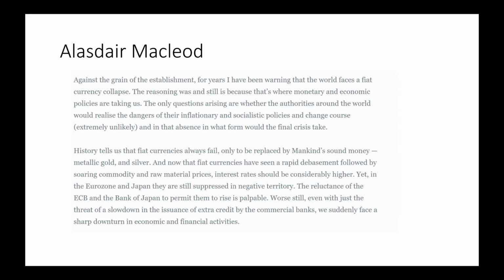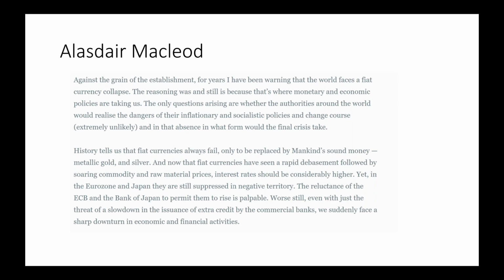Now, in the interest of time, I'm going to share just a bit with you. Certainly I've been following Alasdair's work and I've known him for many years. He has been warning for years the world faces a fiat currency collapse. He said the reasoning was, and still is, because that's where monetary and economic policies are taking us. As I pointed out, Herbert Stein said if something cannot go on forever, it will stop. And that's really what Macleod is saying here in a nutshell.